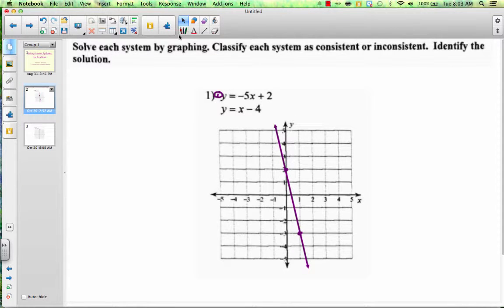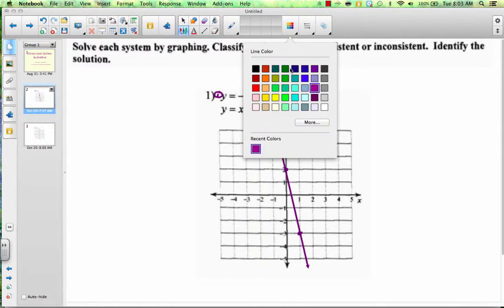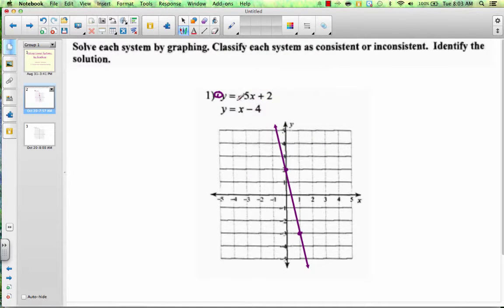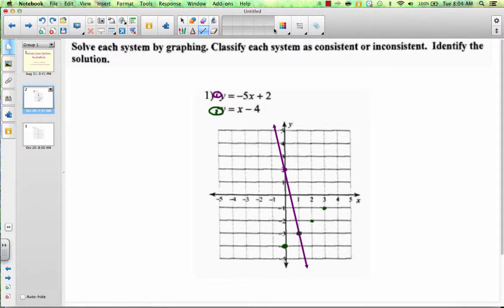Okay, let's do the second line. We'll do the second best color, which is green. And we're going to graph this second line, y equals x minus 4. So let's go down to negative 4. That's our y-intercept. And then our slope is a positive 1, so we should go up 1 over 1, up 1 over 1, up 1 over 1. Get out my line. And there we go.